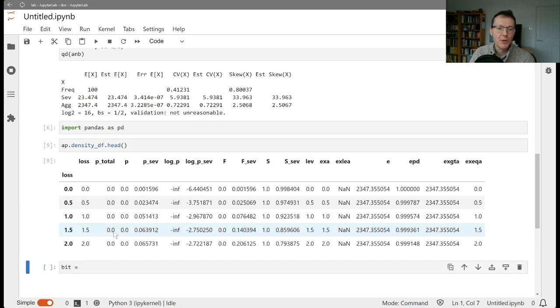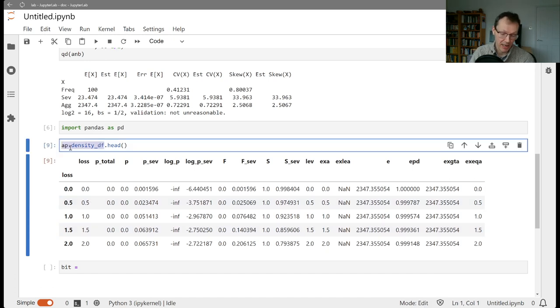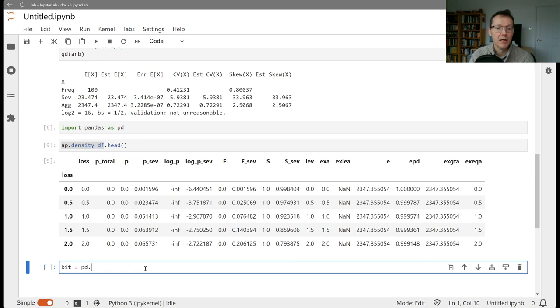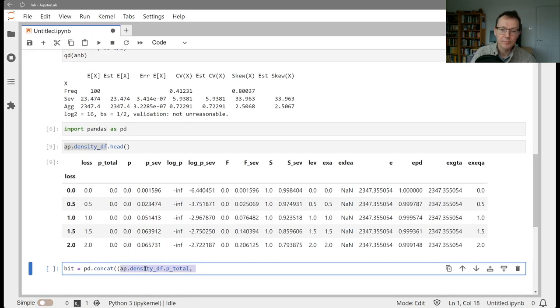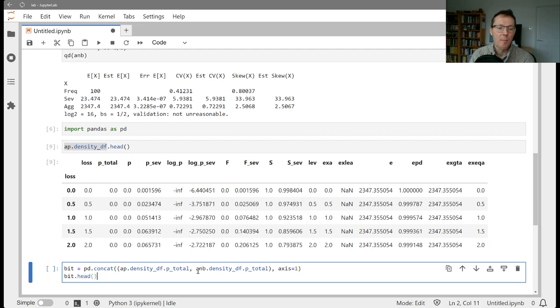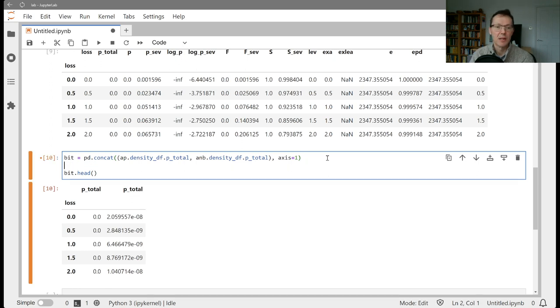Let's extract from that the p total, which is the distribution, the discretized aggregate distribution. Let's extract both of those and then concatenate them together to make a data frame that we can sort of look at. So we're going to do AP. We want p total out of this. And then we want also A and B density DF p total, and I want to concatenate these side by side. Okay, so that's looking about right, but let's give the columns something more meaningful, so we'll call them Poisson and Negbin.